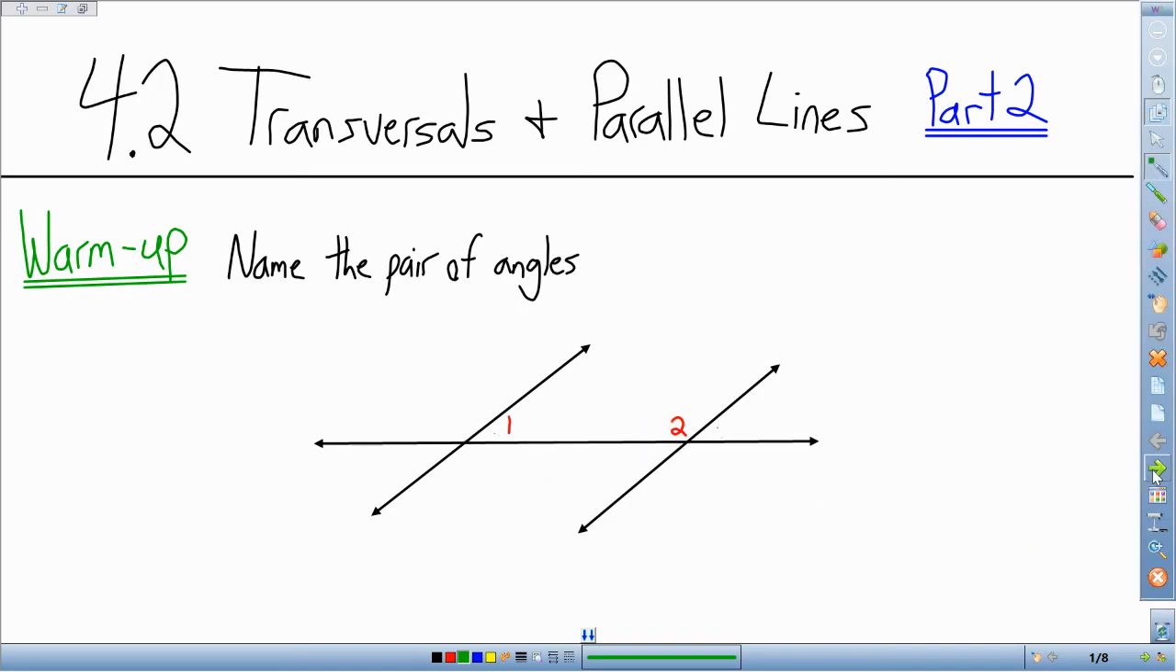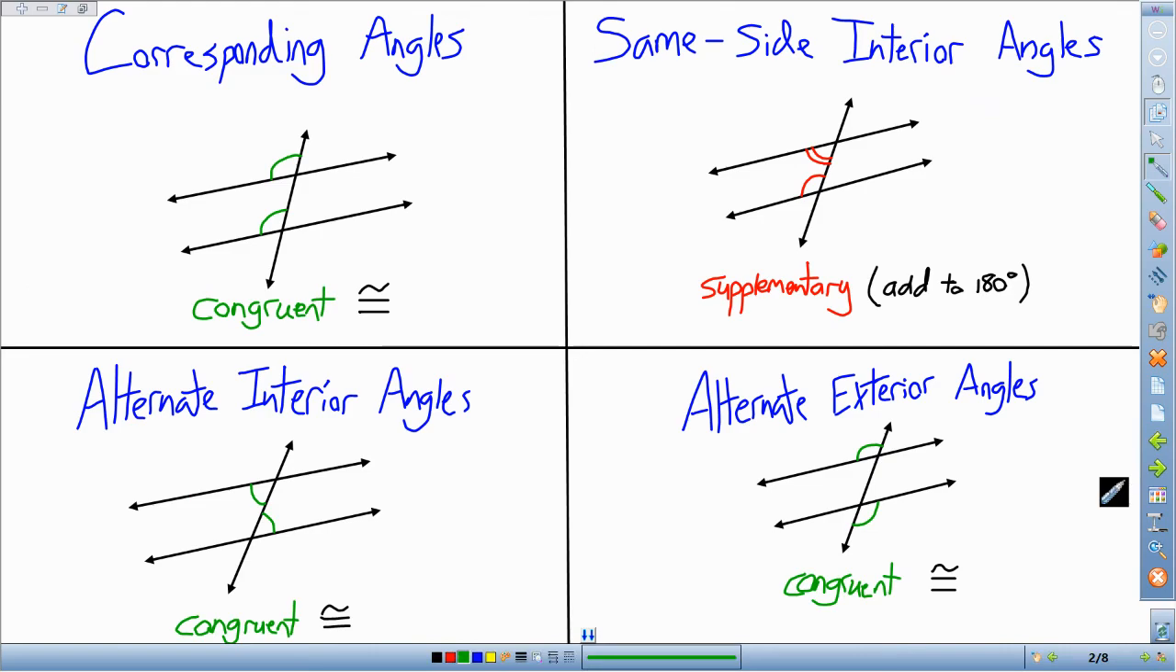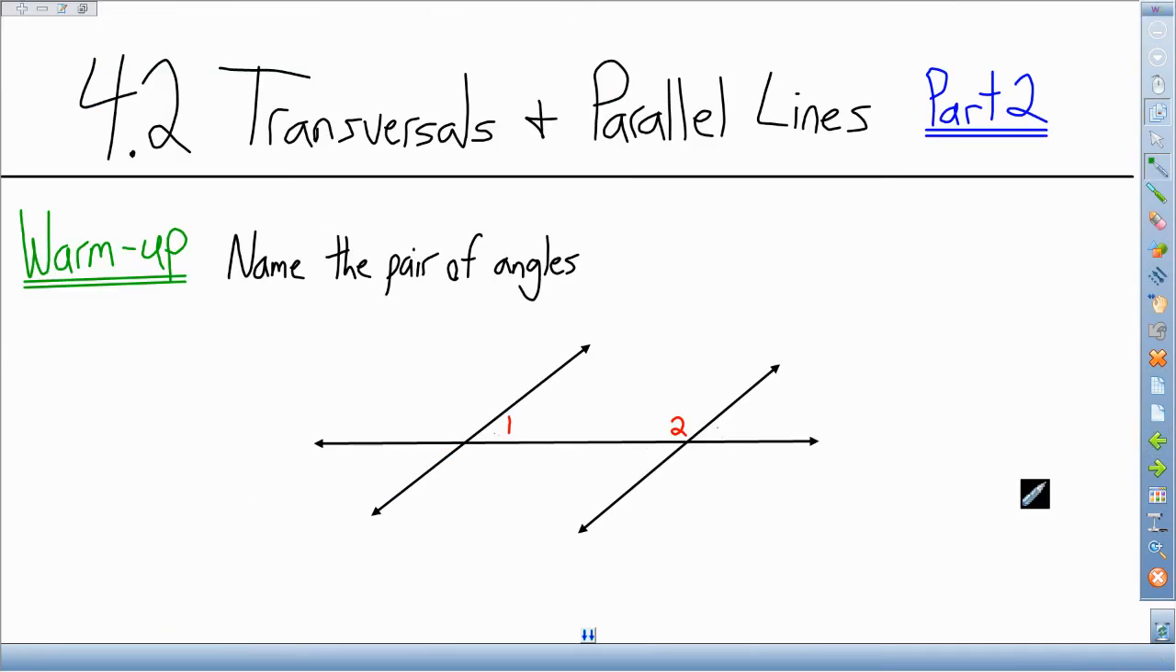Okay, if you guys remember, here are the four different types of angles we learned yesterday: corresponding angles, same side interior angles, alternate interior angles, alternate exterior angles. All right, so go ahead and copy down this warm up and give it a try. What are angles one and two considered? Which are the four pairs?